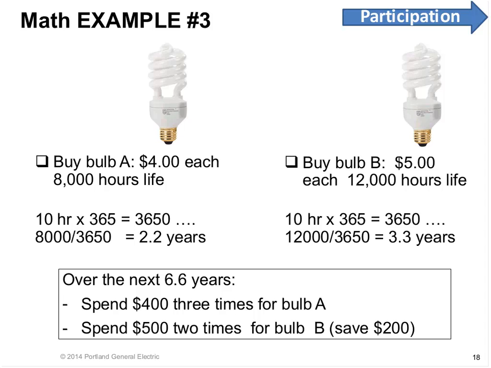If you divide the 8,000 by that number, it tells you these bulbs on average, some more, some less, will last about 2.2 years. If you buy the $5 bulb and put it in the same spot for 10 hours a day, it's going to last 3.3 years. So you get over an extra year of lighting for $1. If you look at 6.6 years from now, you would have had to buy the $4 bulbs 3 times for 3 replacements, but only 2 times for the $5 bulb. So 3 times 400 is $1,200, 2 times 500 is $1,000. You save $200 by buying the $5 bulb in the long run.